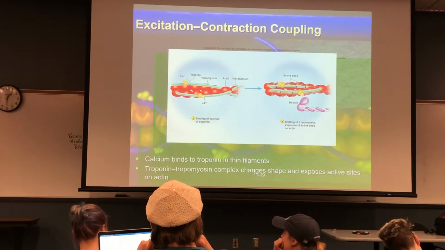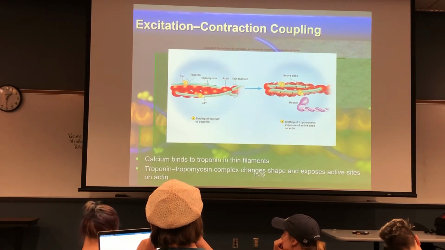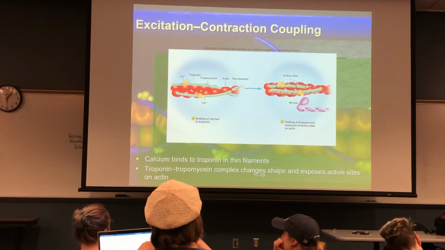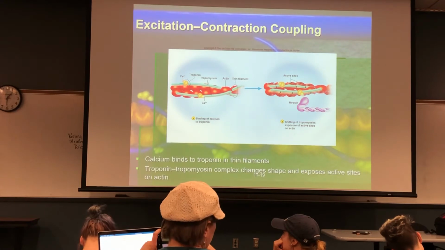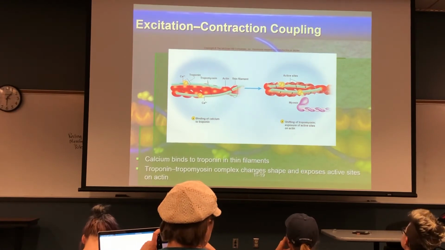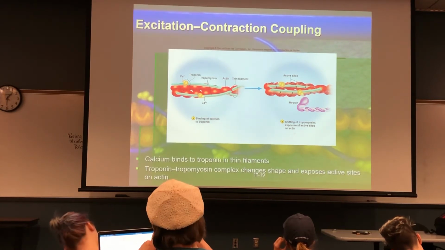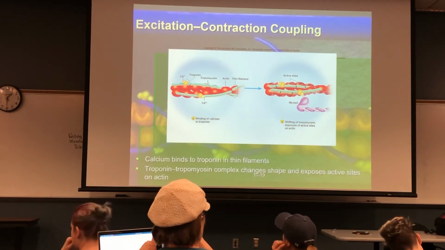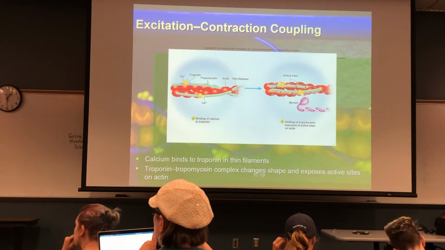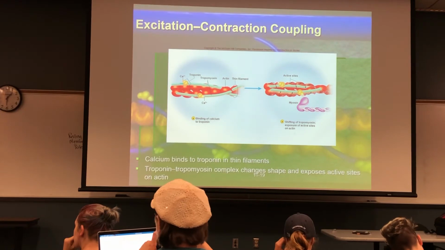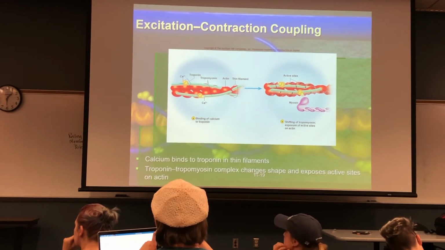Does that make sense so far? Does everybody understand how the active sites become exposed? Only by calcium being present. So if you have really low levels of blood calcium, you may not get a muscle response. What? You could die because you have low calcium in your blood, because it's going to affect your muscles.